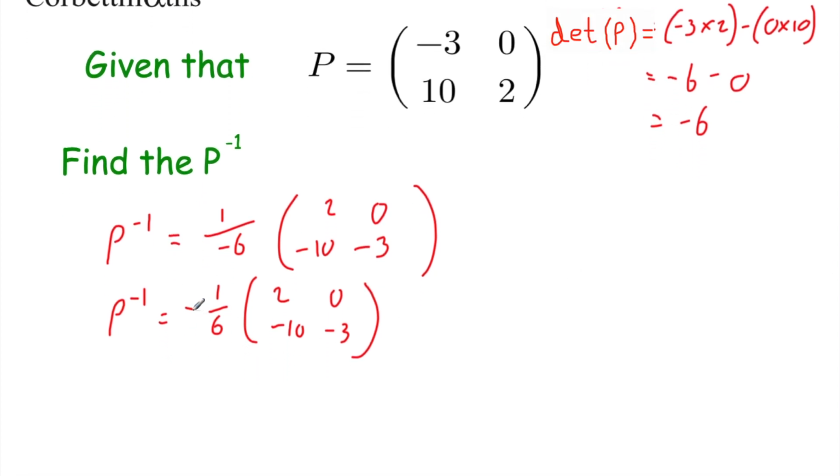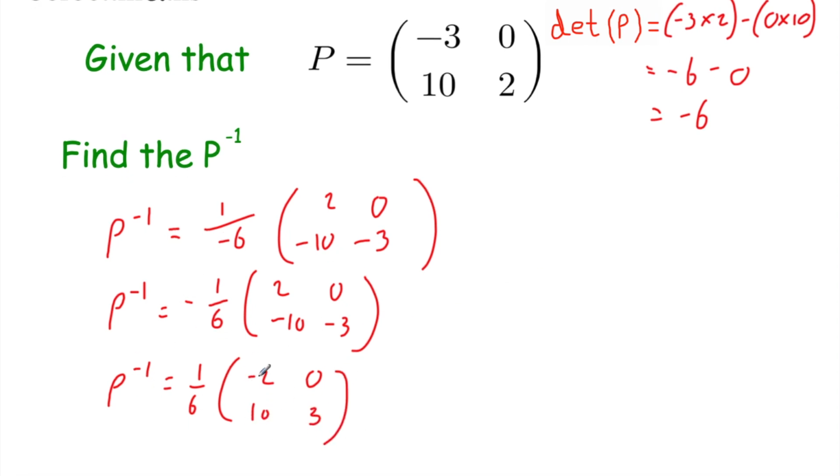Also here, if we didn't want the negative sign here, what we can actually do is change the signs inside the matrix. So we could write the inverse of P is equal to, multiplying these by -1, we would have a 1/6 outside, and then multiplying all these by -1 would be -2, 0, 10, 3. So we can write it like this or like this, and that's probably how I'd leave it. Alternatively, you could multiply these by a 6, and that's it.